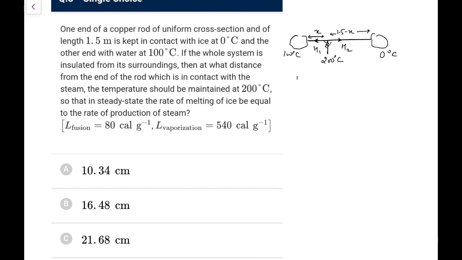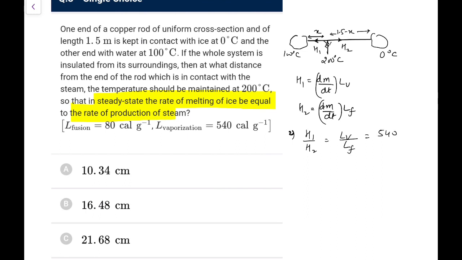So what we have, this H1 would be equal to dm by dt into the latent heat of vaporization. H2 would be dm by dt into the latent heat of fusion, basically the melting of ice. As per the question, the rate of melting of ice must be equal to the rate of production of steam. That means both dm by dt must be equal. So H1 by H2 must be equal to LV by LF. And this LV by LF means 540 by 80, so 54 by 8, 27 by 4.